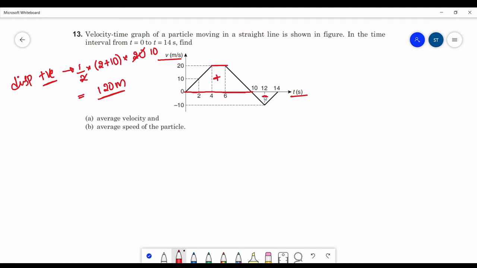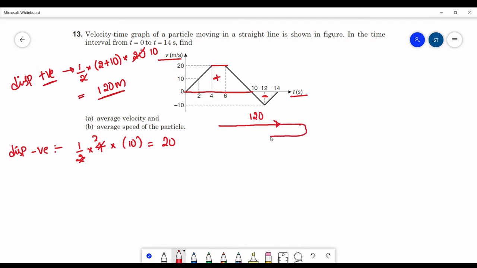Similarly, let us calculate the displacement in the negative direction. That will be the area of this triangle, that is half into base, 14 minus 10, that will be 4, into height 10. So this will be 20. So we can say that the particle will have a positive displacement of 120 meters. It will move in this direction, then it will reverse its direction and travel a displacement of 20 meters. This will be the path of that particle on the straight line.